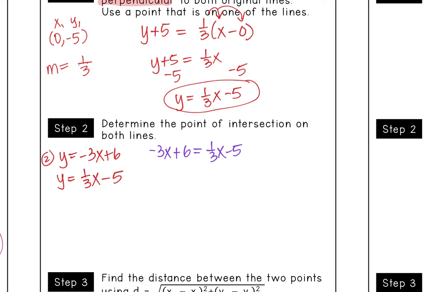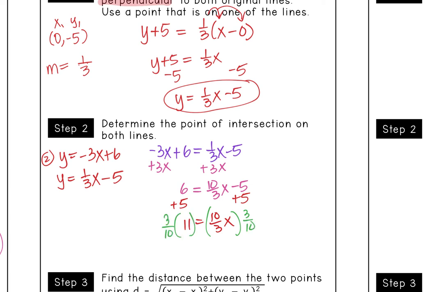There's x's on both sides. So to fix that, I'm going to add 3x to both sides just because that's negative and I don't want to have negatives anymore. That gives me 6 equals 3 1/3, so we're going to call that 10/3 x minus 5. Then add our 5 to both sides. So 11 equals 10/3 x. And to get rid of that fraction, we're going to multiply by the reciprocal. So we're turning it upside down. So when we do that, we get 33 over 10 is equal to x.